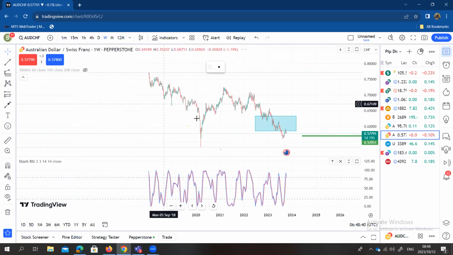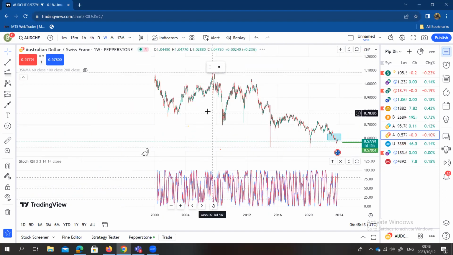Australian dollar, Swiss franc. So this one here seems to be one huge swing to the downside. Okay, so the dollar seems to be weakening through and through. This is a bearish market. The dollar is weakening against the Swiss franc.